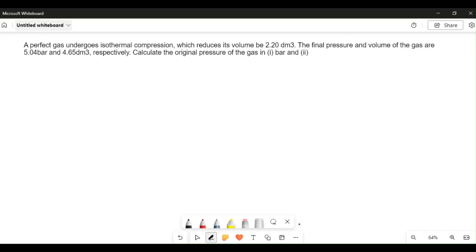Today we're going to be working on the fifth question in the series of physical chemistry slash thermodynamics, and we have this particular question on the screen that says a perfect gas undergoes isothermal compression. So isothermal is just letting us know that we're dealing with constant temperature. That means the final temperature and the initial temperature are going to be the same. There's not going to be a change in temperature, it would just equal zero.